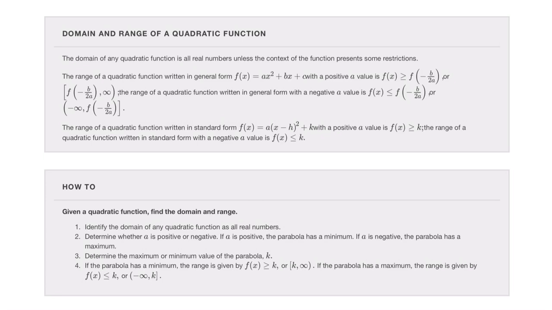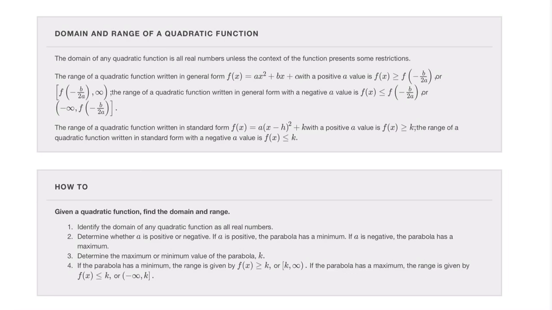Okay, so given the quadratic function, in order to find the domain and range, I'm going to start with this how-to. First, identify the domain of any quadratic function as all real numbers, right? If it's quadratic, in general, the domain of a quadratic is all reals. And then for the range, we look at the a, right? If our a is positive, that means the quadratic opens up and we should have a minimum value, all right? If a is negative, that means the parabola opens downward and we should have a maximum value.